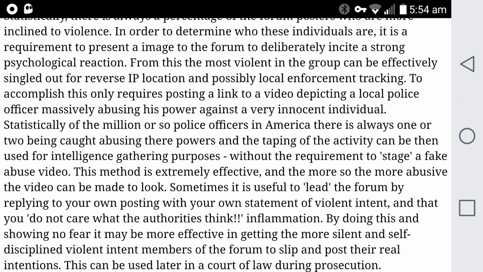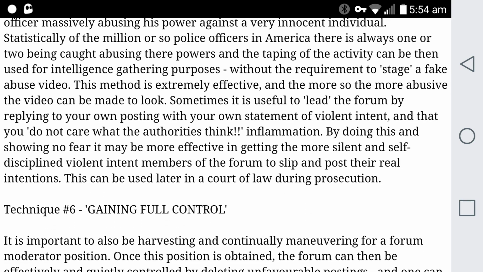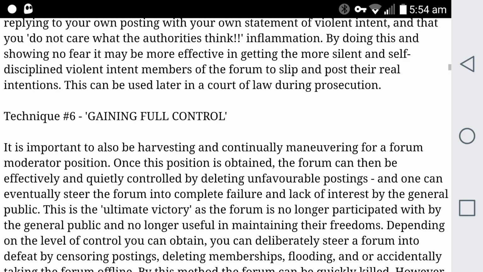Sometimes it is useful to lead the forum by replying to your own posting with your own statement of violent intent, and that you do not care what the authorities think. By doing this and showing no fear, it may be more effective in getting the more silent and self-disciplined violent intent members of the forum to slip and post their real intentions. This can be used later in a court of law during prosecution.